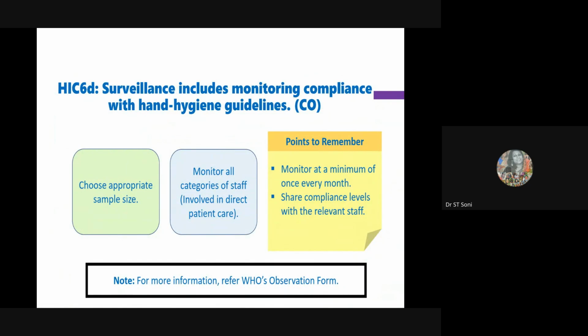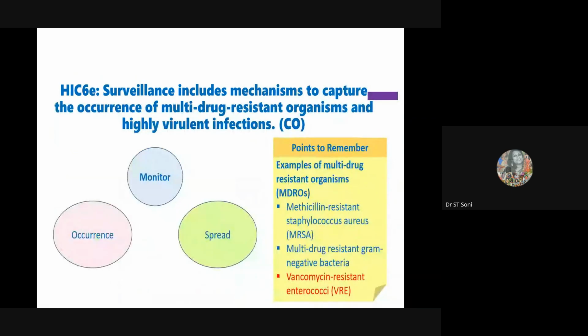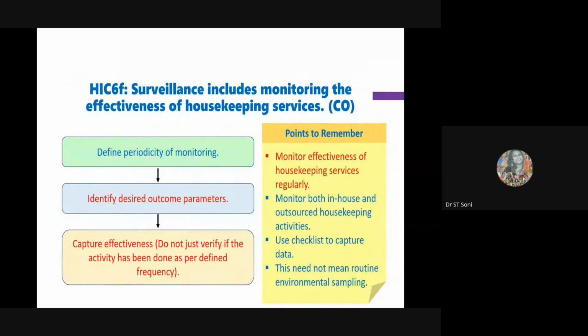Hand hygiene surveillance is one of the parts of the surveillance. So we need to choose an appropriate sample size. It needs to be done monthly, and you can refer to the WHO's hand hygiene observation form. Surveillance includes the multi-drug resistant surveillance also. So you need to analyze your microbiology report properly so that you know that this is a patient having the infection of a methicillin resistant organism, or vancomycin resistant, or multi-drug resistant gram negative, and you need to take the preventive measures for that also.